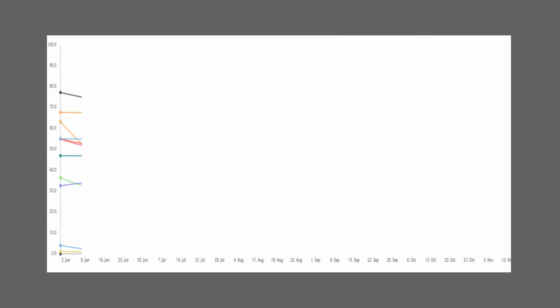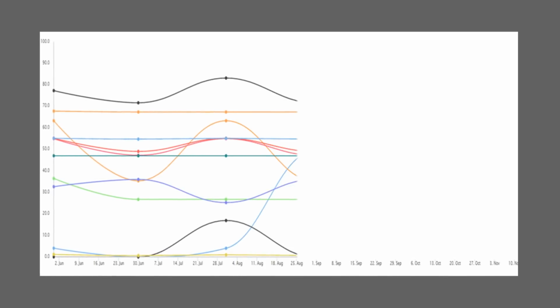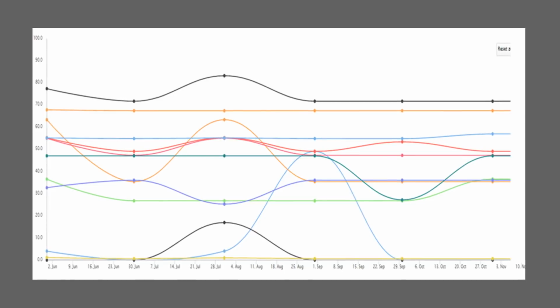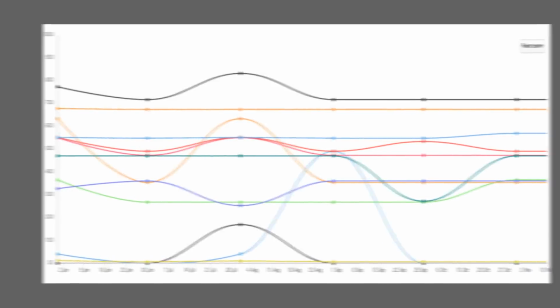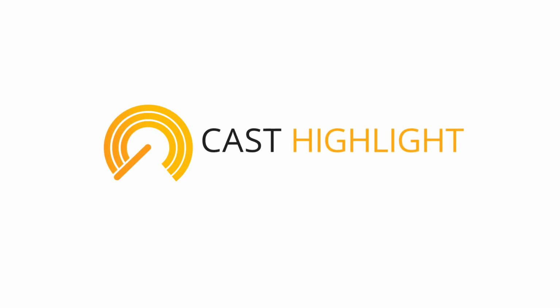Best of all, you can track your application portfolio health over time, quickly targeting applications that are going in the wrong direction. Is your application portfolio healthy?